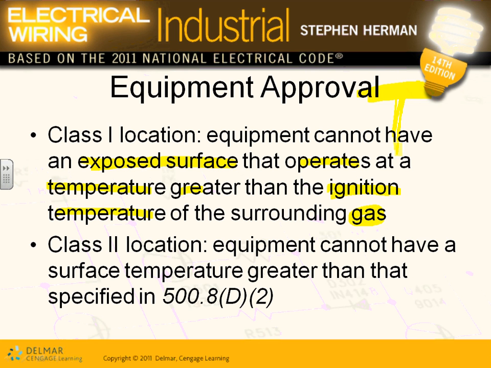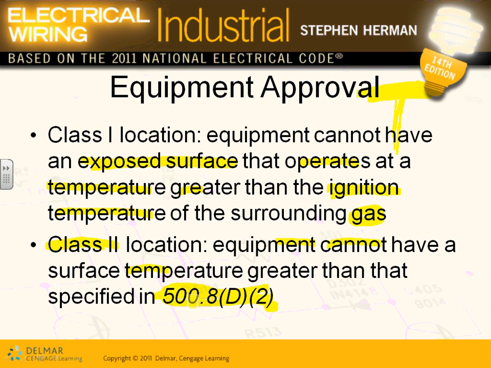In a Class 2 location, they have the same thing. Equipment cannot exceed, temperature-wise, what's specified in this table. In this table they have a temperature limitation for equipment that you're not supposed to exceed. So they have a table for you, in Class 1, in Class 2 locations.